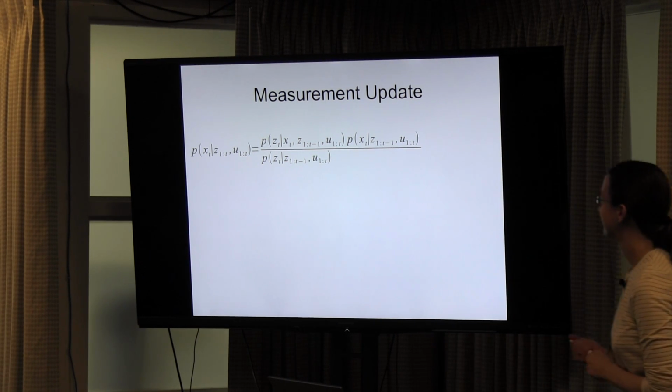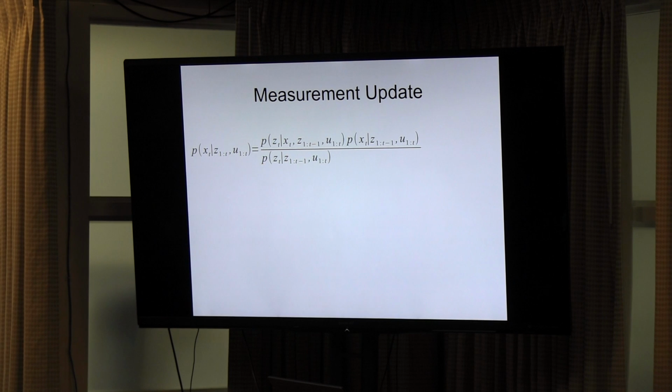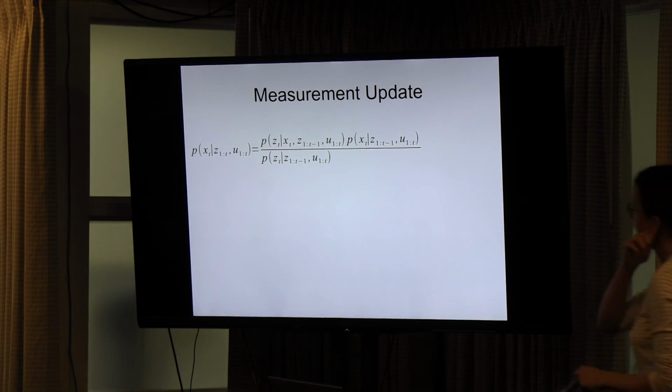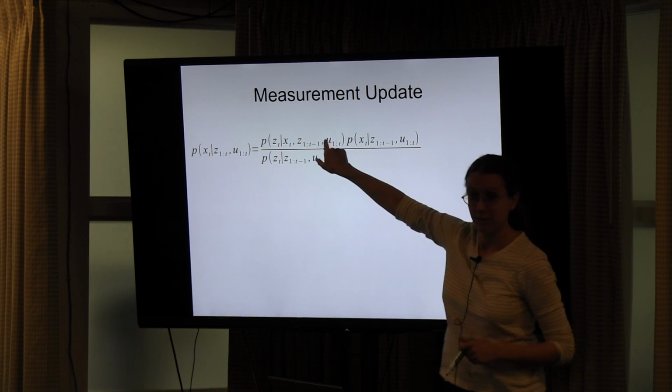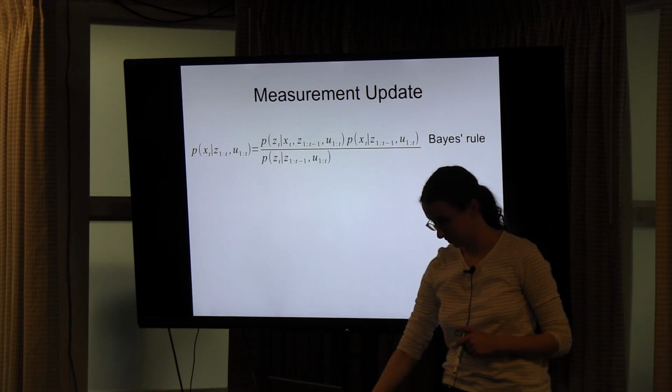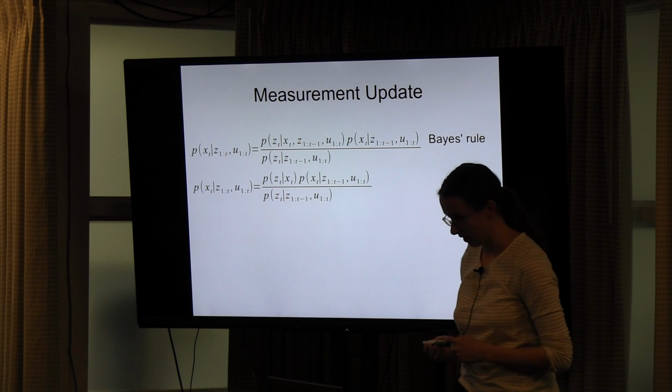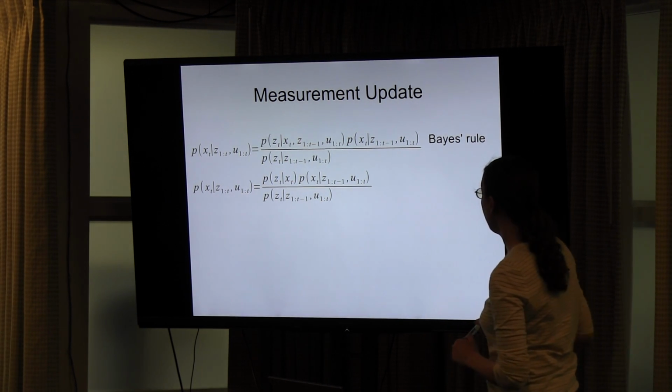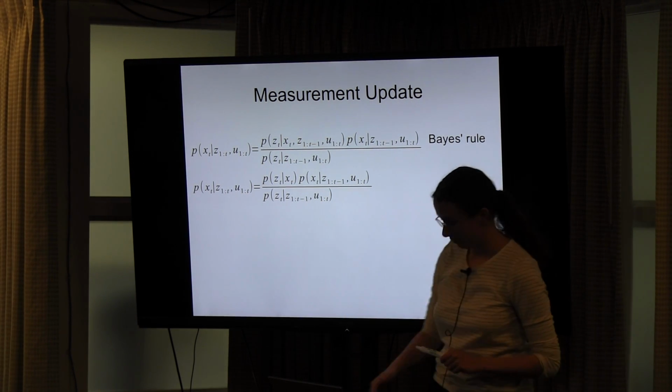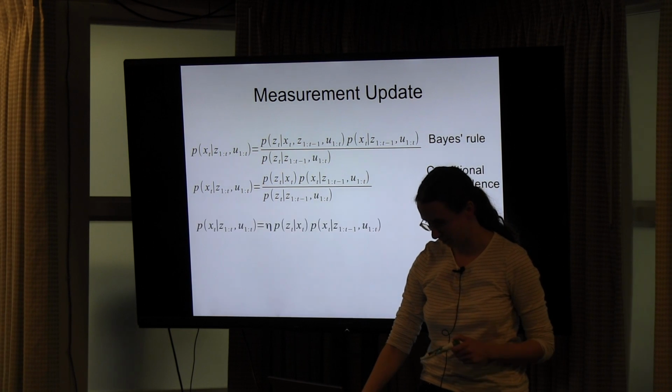Z only depends on x. Yes, right. So z sub t only depends on x sub t. So what does that say about this term up here? You don't need any of the other stuff. Yes. Bayes rule. So we can get rid of that. And then I think that's it. So we make this conditional independence rule.